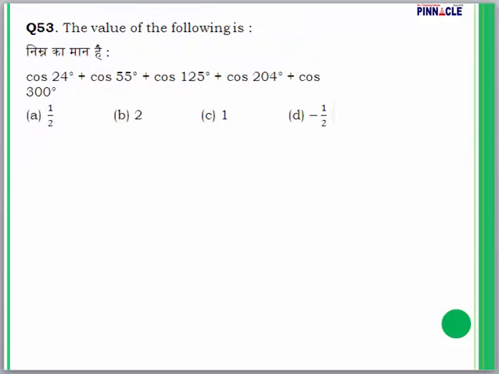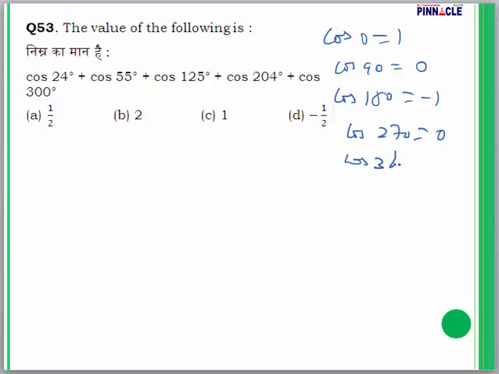Question number 53. In this question it is given to find the value of the following: cos 24, cos 55, cos 125, cos 204, cos 300. Now you can remember that cos 0 is equal to 1 and cos 90 is equal to 0. As you know, sin 90 is 1, sin is opposite to cos. Also remember cos 180 is equal to minus 1, cos 270 is equal to 0 and cos 360 is equal to 1. Sometimes it is required, so it is important to remember this.